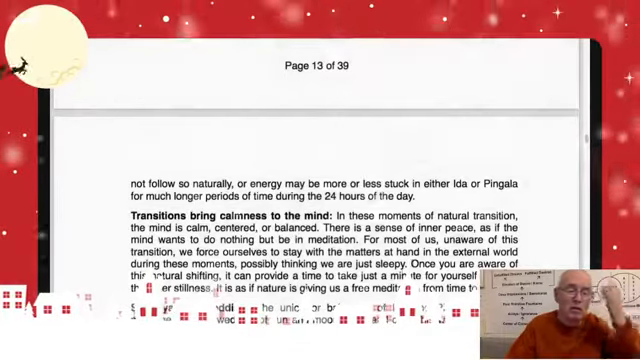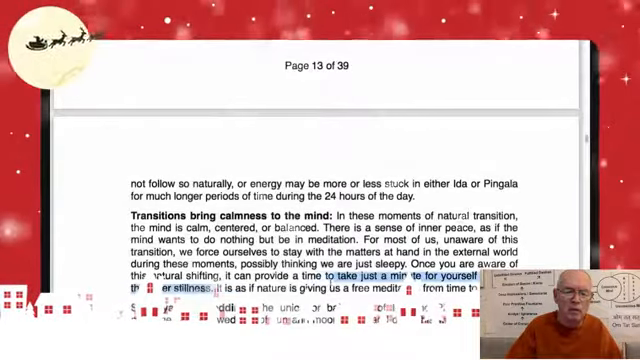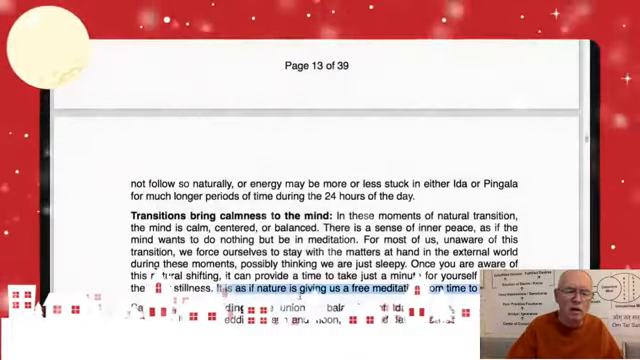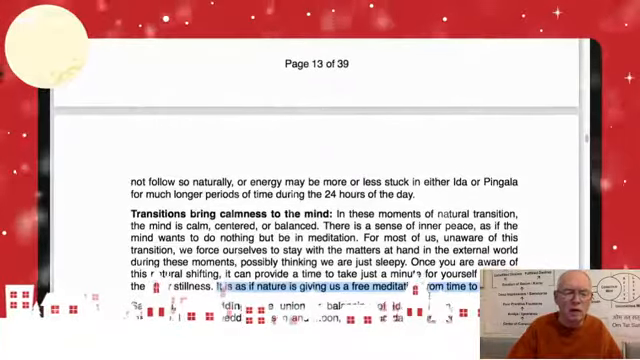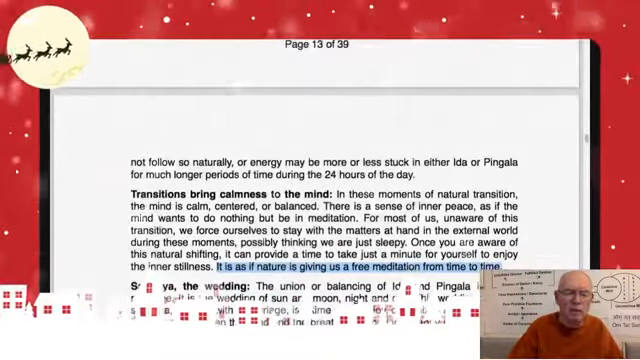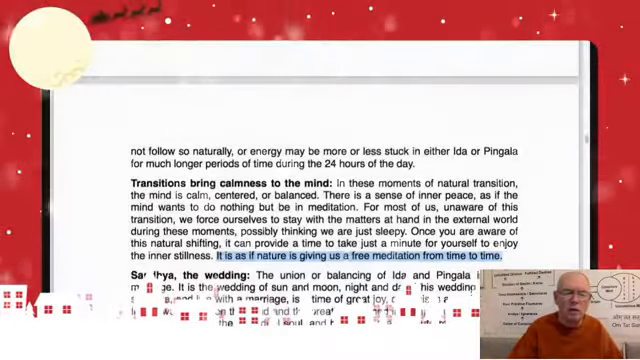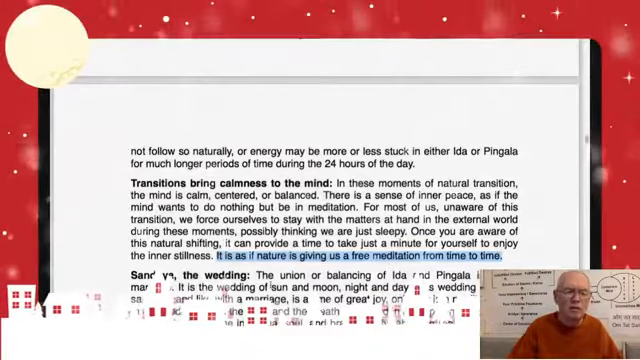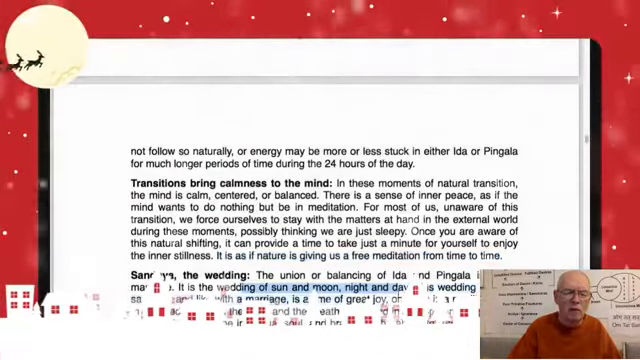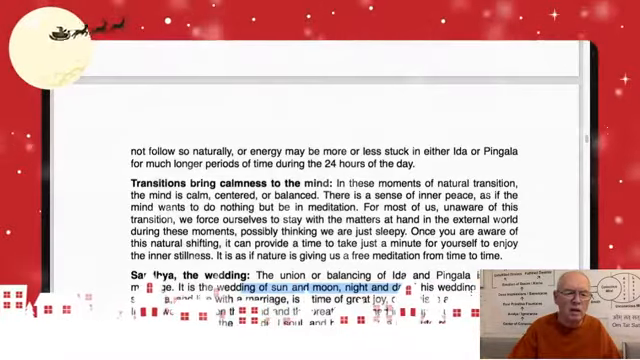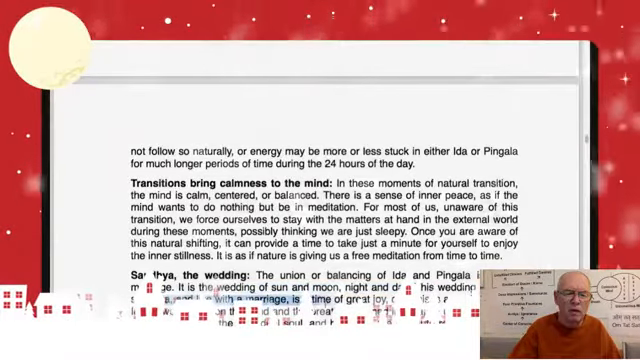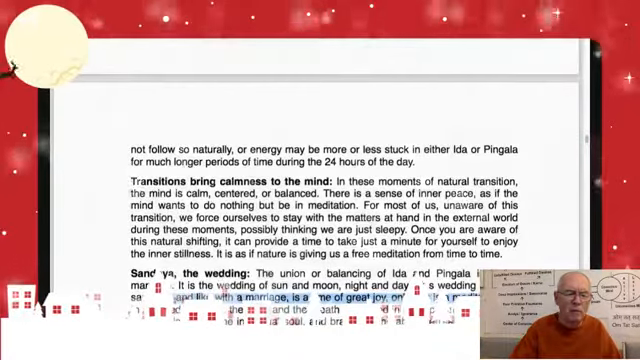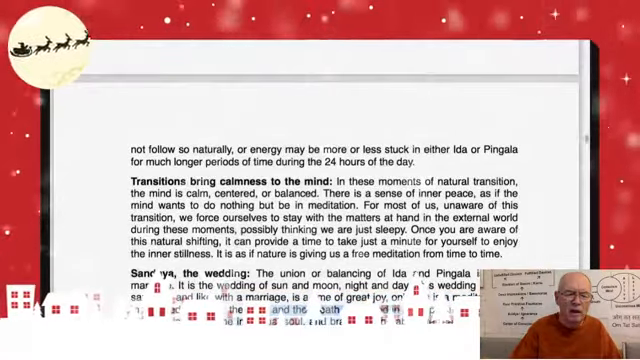Once you are aware of the natural shifting, it can provide time to take a minute for yourself to enjoy the inner stillness. It is as if nature is giving us a free meditation from time to time. Sandhya, the wedding, the union, balancing of Ida and Pingala is like a marriage. Swami Rama used to talk about this word Sandhya a lot, but it's known as the wedding of the sun and moon, of night and day. The wedding is called Sandhya, and like with a marriage, it is a time of great joy, only this is meditative joy. In the wedding, even the mind and the breath are joined in happy union.